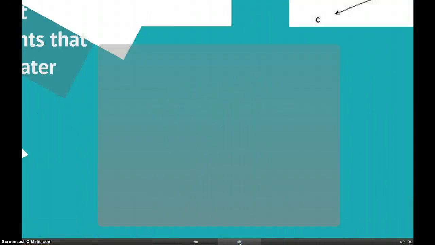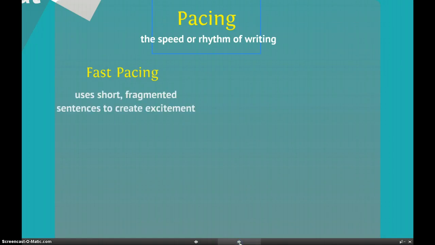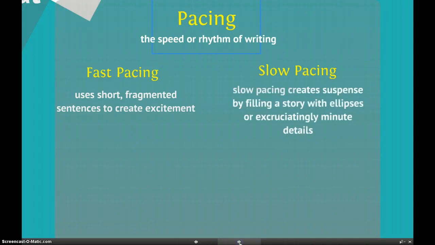So now I can move on to pacing. Pacing is going to be the speed or the rhythm of writing within a novel or story. This is not like rhythm in poetry, but it's basically the pace, how fast or slow your story is moving. Fast pacing is going to use short, fragmented sentences to create excitement, and slow pacing is going to slow it down and create suspense by filling a story with ellipses or excruciatingly minute details and long sentences.